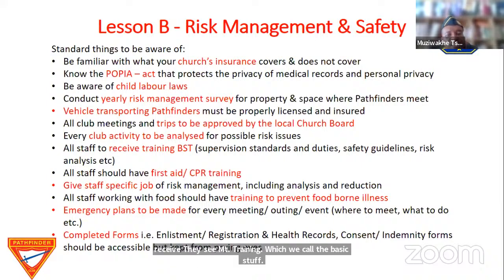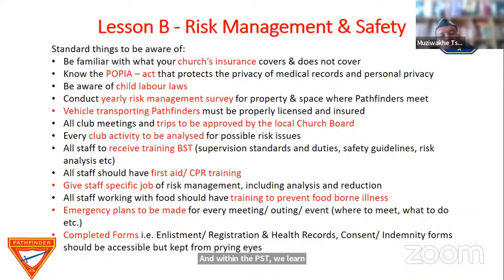And within the BST, we learn about, for example, the supervision standards and duties, as we'll touch on them in this talk, the safety guidelines, which I'm highlighting now, and the importance of risk analysis, which I'm emphasizing, because without this training, leaders may not be equipped to know what are the things that they need to take care of to ensure that their clubs are successful.